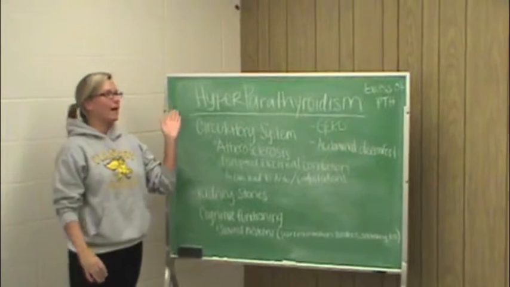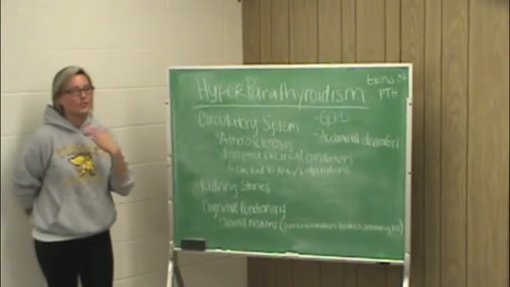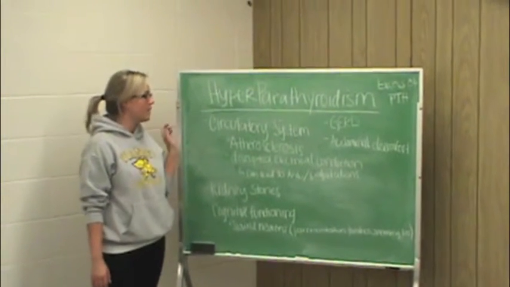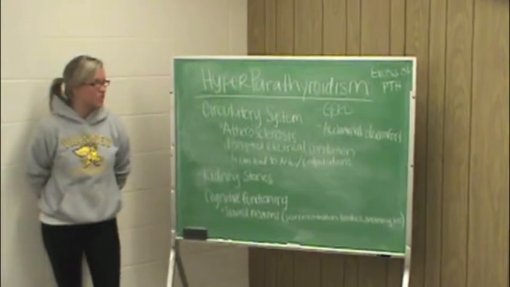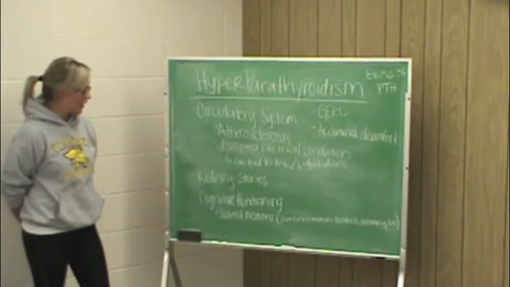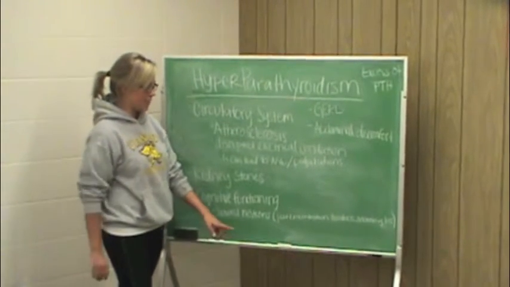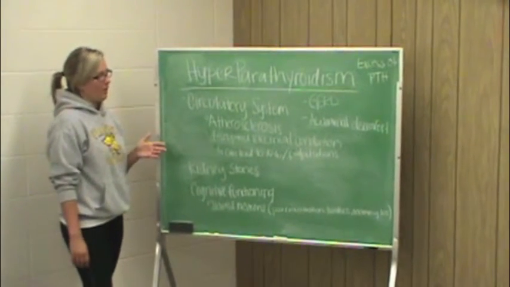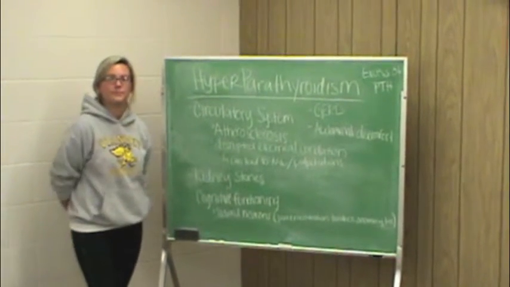Okay, now we're going to talk about hyperparathyroidism. Hyperparathyroidism is when the parathyroid secretes too much PTH. This can cause dysfunctions in the circulatory system, such as atherosclerosis and disrupted electrical conduction in the heart, which can lead to AFib and palpitations. It can cause the formation of kidney stones, or an alteration in cognitive functioning, with slowed neurons, which causes poor concentration, tiredness, and memory loss. Other common symptoms of hyperparathyroidism are gastroesophageal reflux disease and abdominal discomfort.